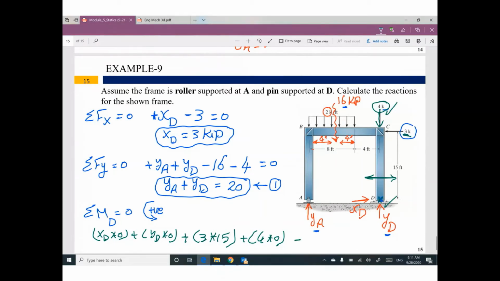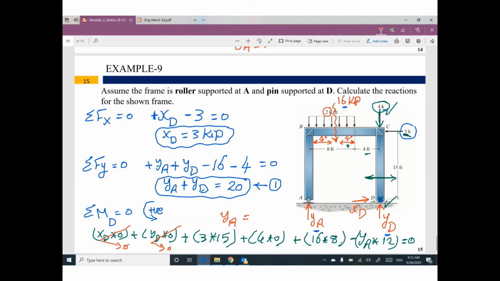Plus 16 times how much? 4 plus 4, 8. What else? Negative YA times the total distance is 12. Nothing else. I'm done. Equals 0. Remember, this term will be cancelled. This term will be cancelled. The only unknown in this equation is YA. So I can figure out the value of YA.